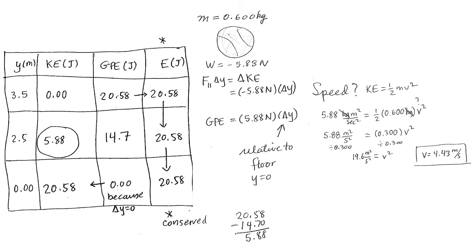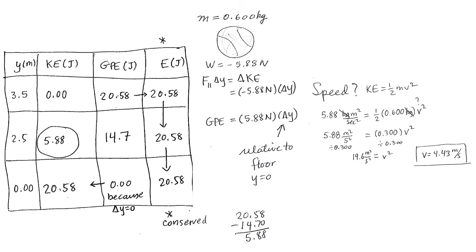Once I fill in this column, these two numbers always have to add up to 20.58. So if I know one of them is 0, ding, automatically this has got to be 20.58. Now, if I'm in between, I got to subtract. I figure GPE, or mg delta Y, and then subtract, which is what I did here. So sometimes you get them easy.